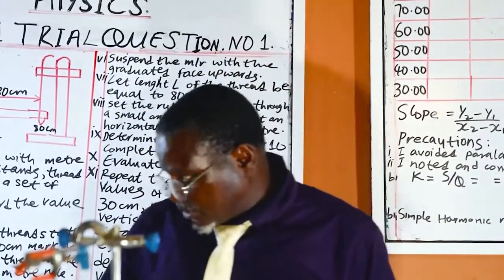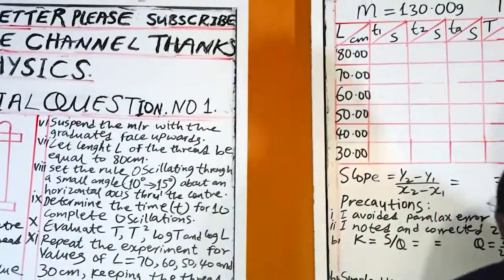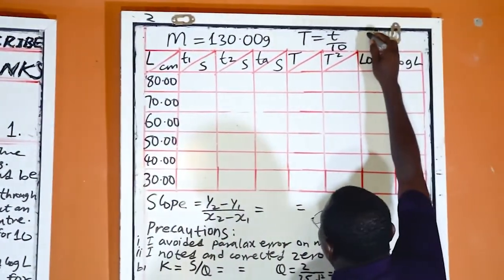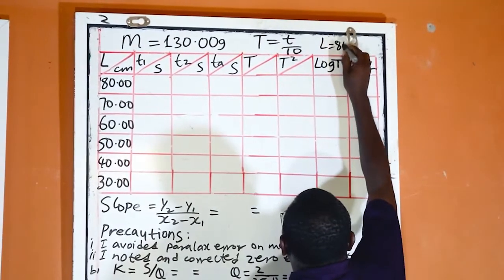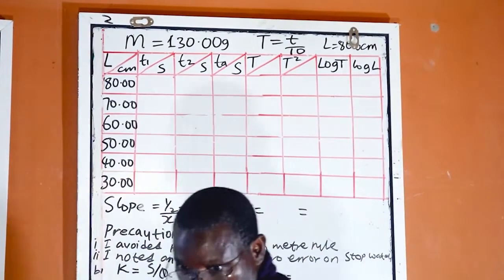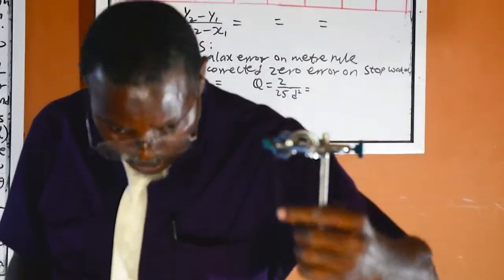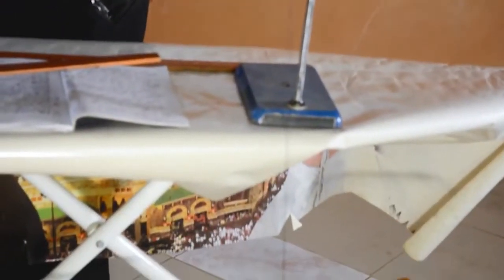The distance, the length, is 80 centimeter. That is, the length from the base of the retort stand to the meter rule is 80 centimeter. The same thing from here to that place is 80 centimeter.